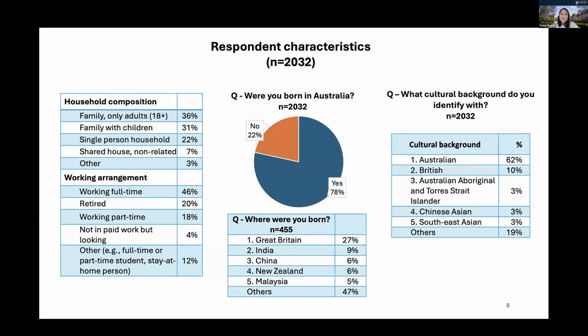We've got several questions teasing out respondents' cultural background, because we would like to see if the level of knowledge on food safety would be different for people with different cultural backgrounds, as in Australia we have diverse cultural backgrounds. So we asked, were you born in Australia? Most of our respondents, 78%, were born in Australia. If they were born elsewhere, Great Britain, 27%, India, China, New Zealand, and Malaysia were the top 5 countries that our respondents were born in. We also asked them what cultural background they identify with. Most of our respondents, 62%, identify themselves as Australian. Next slide, please, Kapil.